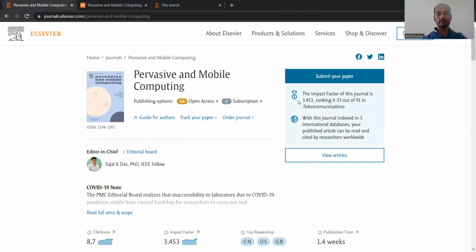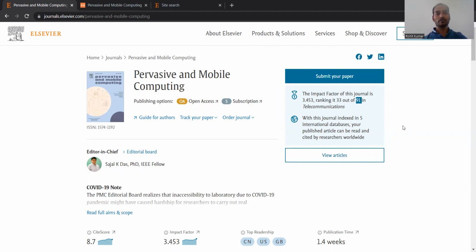Coming to some basic details, you can see the impact factor is 3.453, which is quite good, and it ranks 33rd. The total number of journals in the category of telecommunication is 91. So I think it lies almost in the top third of ranked journals in the telecommunication industry. And this ranking also varies with time, so don't worry much about this.